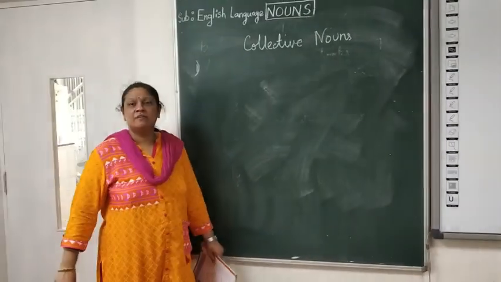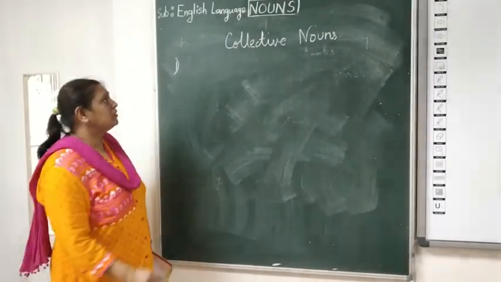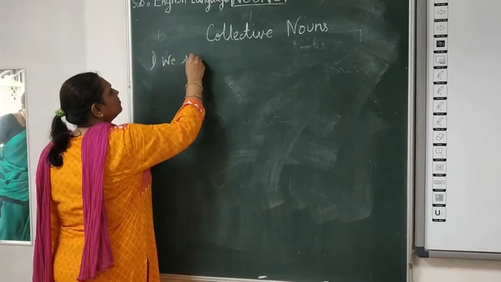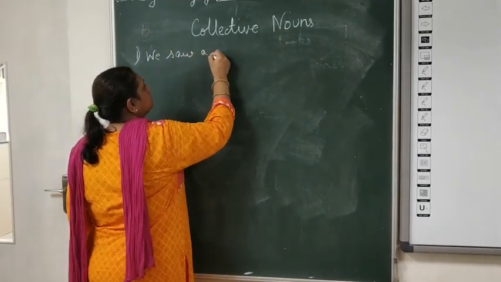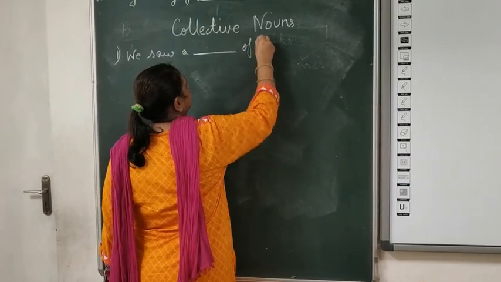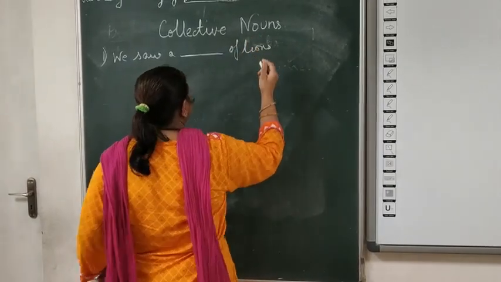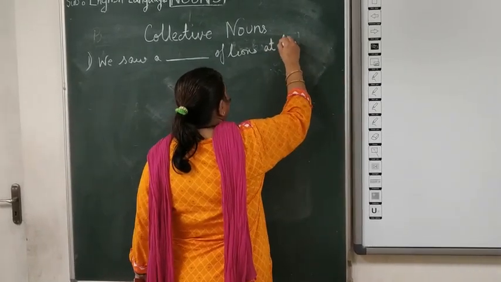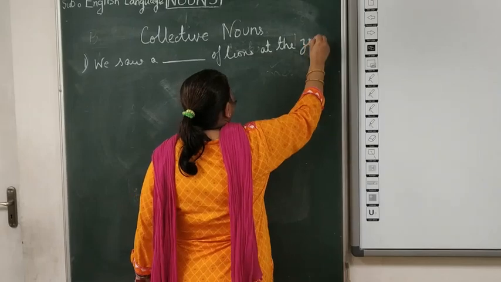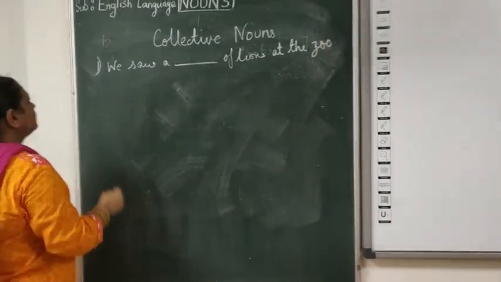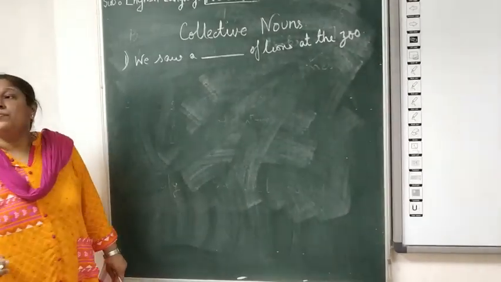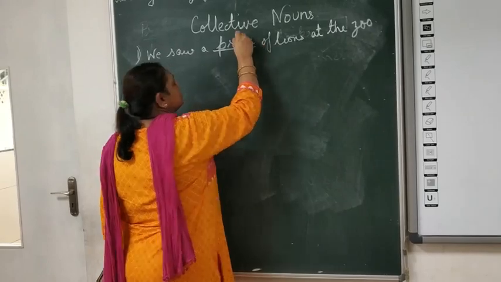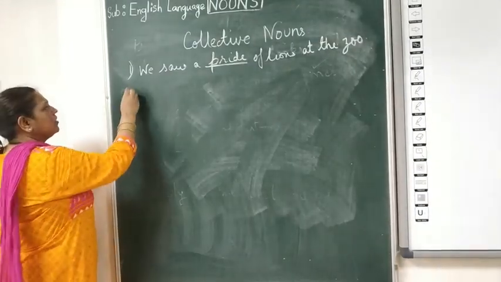Now I'll give you a few collective noun examples which I'm going to write and show to you. We saw a pride of lions at the zoo. Pride is a collective noun.